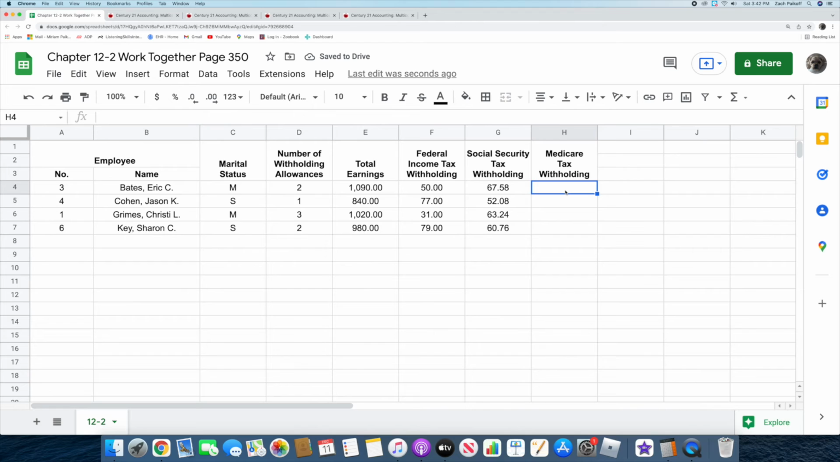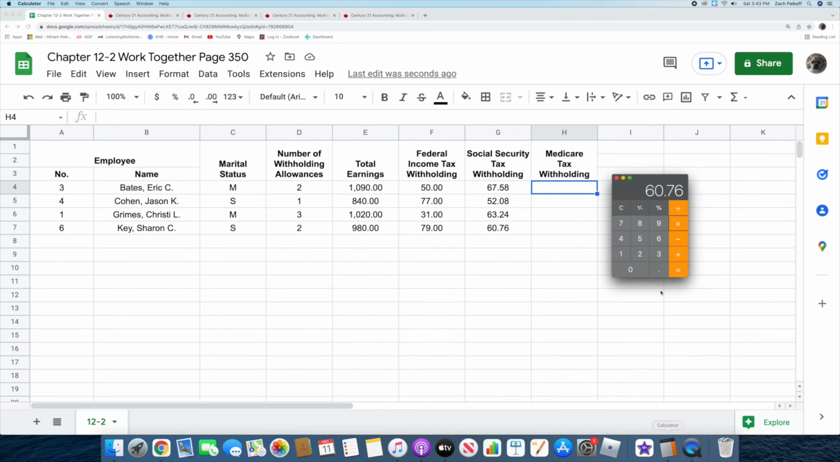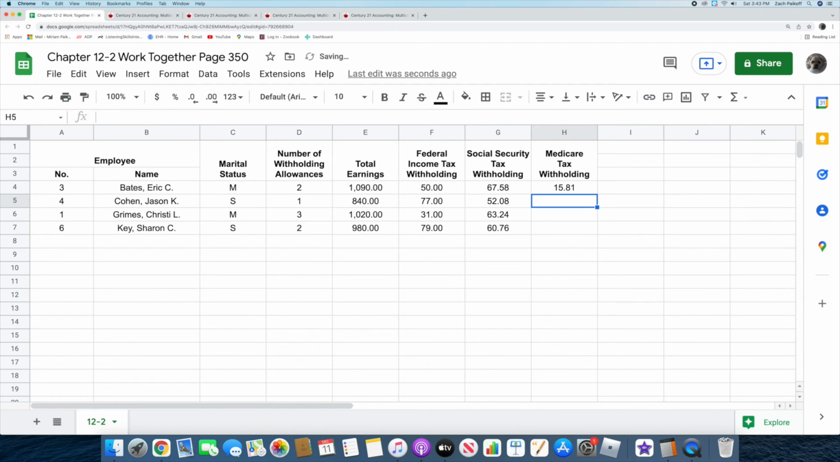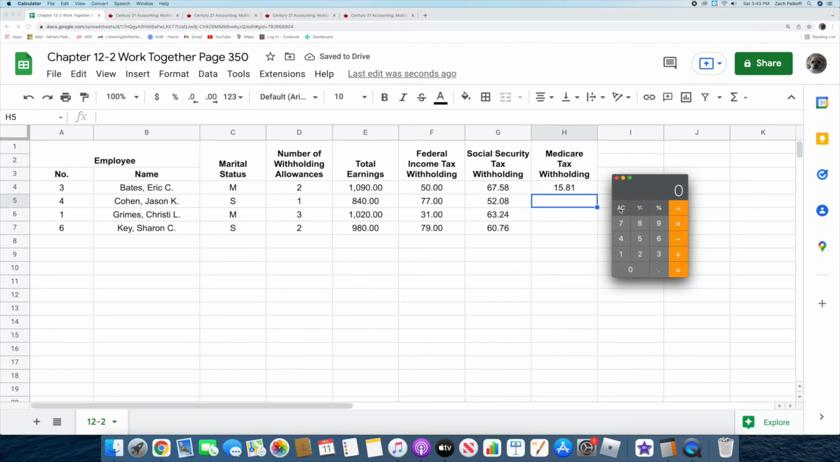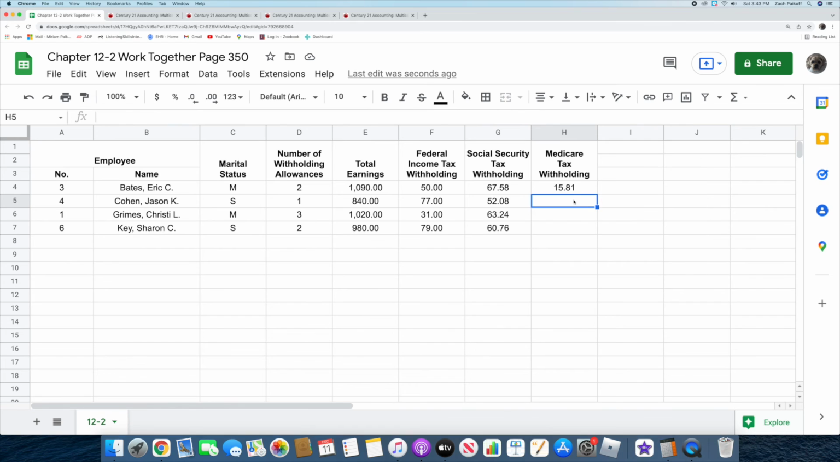The last thing that we're going to do is calculate the amount of Medicare tax that must be withheld for each employee. And the way that we calculate Medicare tax is by taking the total earnings and multiplying them times 1.45% or 0.0145. So if we take the $1,090 and multiply it times 1.45%, that will give us the amount, which is, if we round this amount to the nearest cent, $15.81. Next up, if we take the $840 and multiply it times 1.45%, that will give us the amount, which is $12.18.